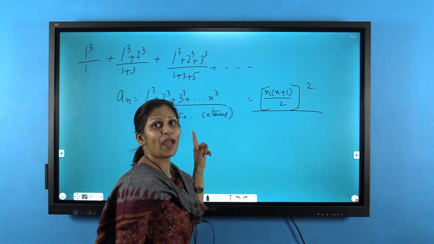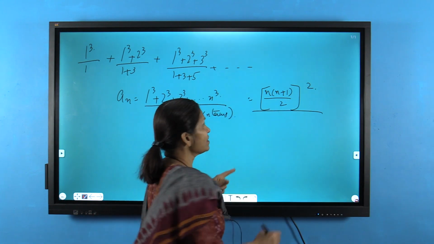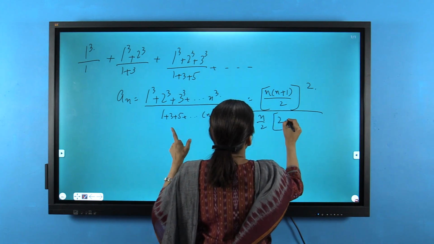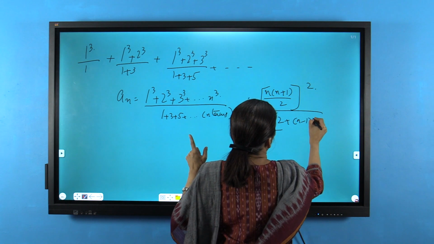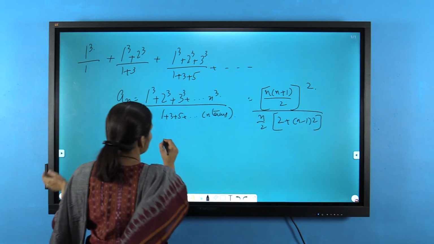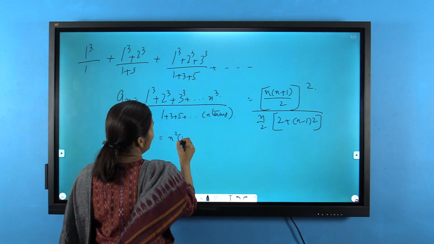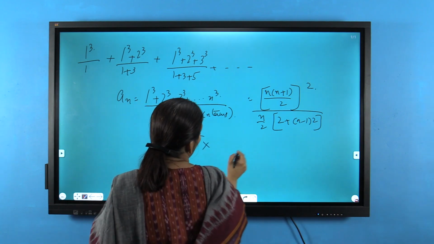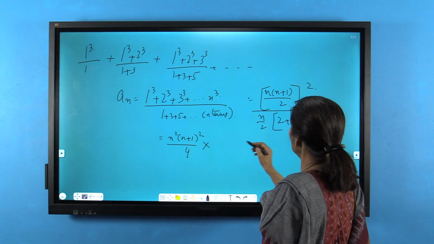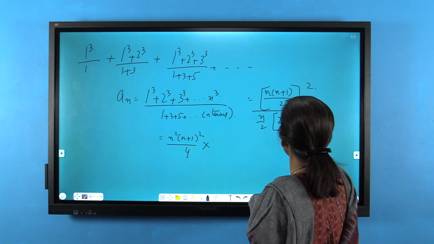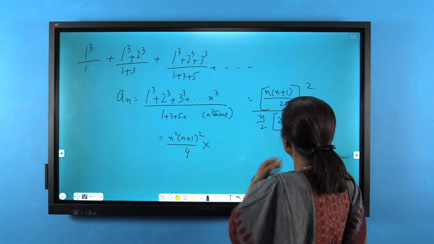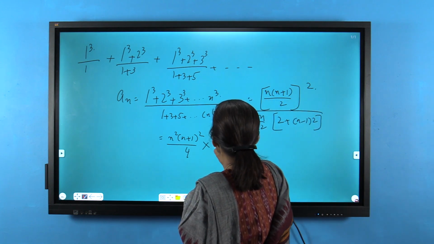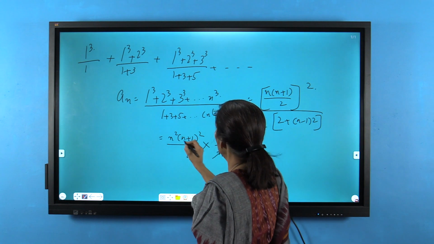It's the sum to n terms of an AP. What is the sum? It is n by 2 into 2a plus n minus 1 into d. So, this is n squared into n plus 1 the whole squared by 4. What's the denominator? It is 2, and the 2 will cancel. So, n into 2n, which is just n squared, 1 by n squared.